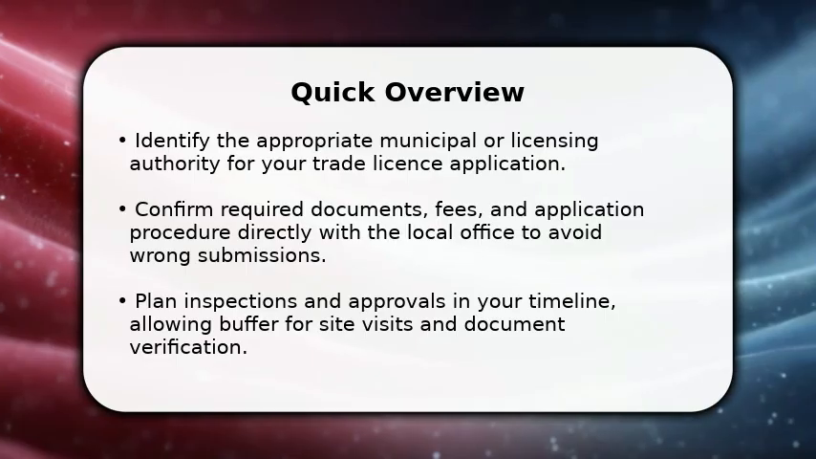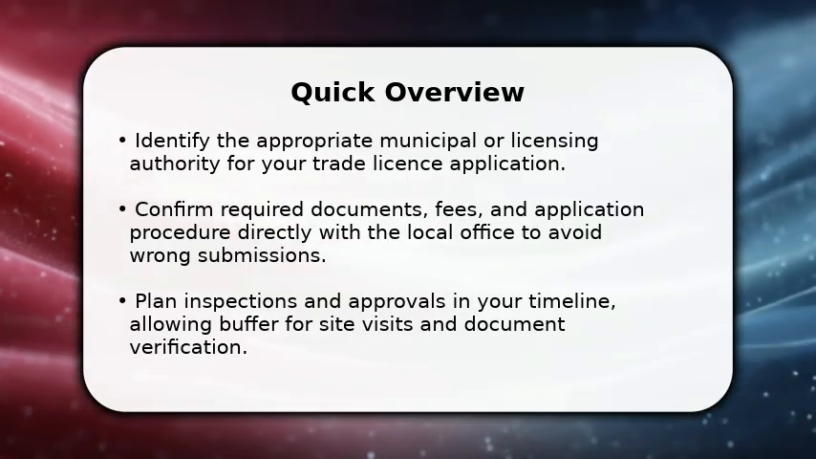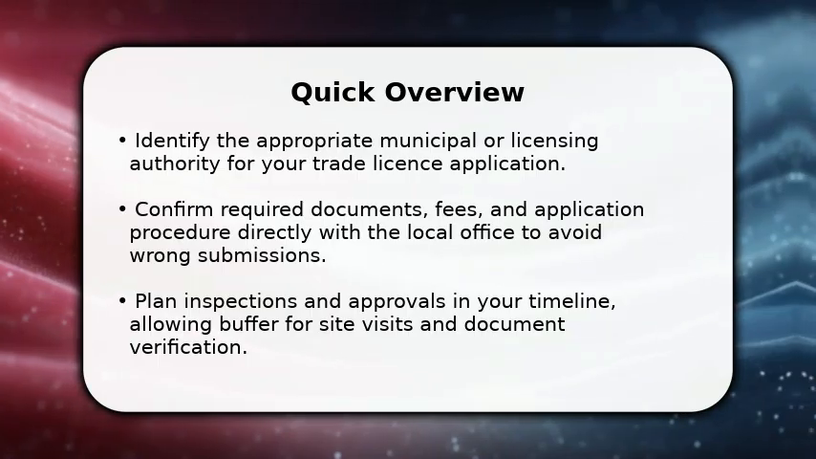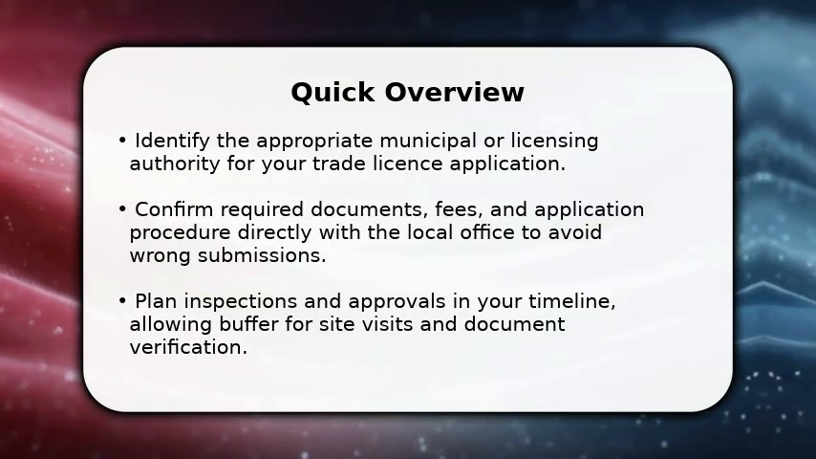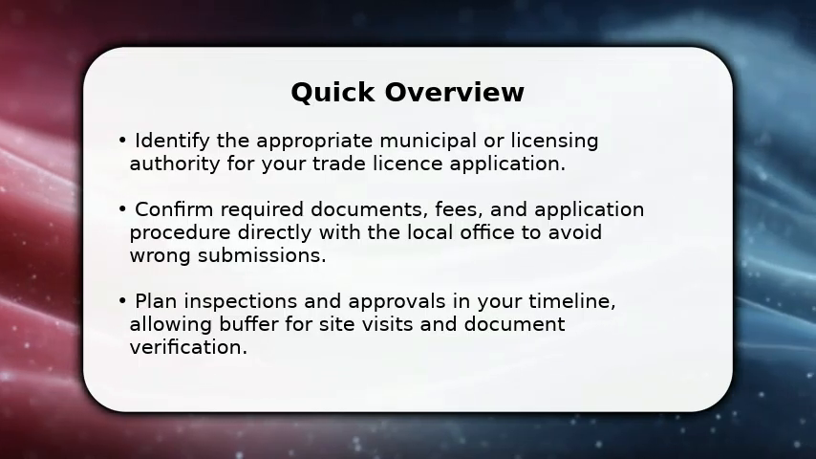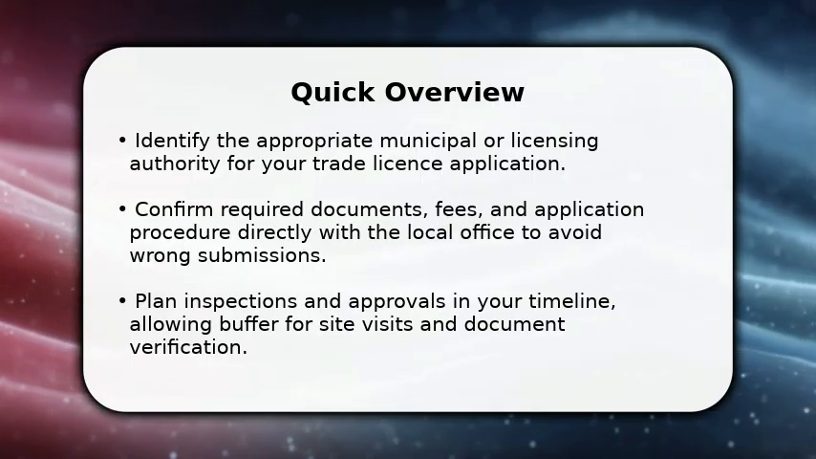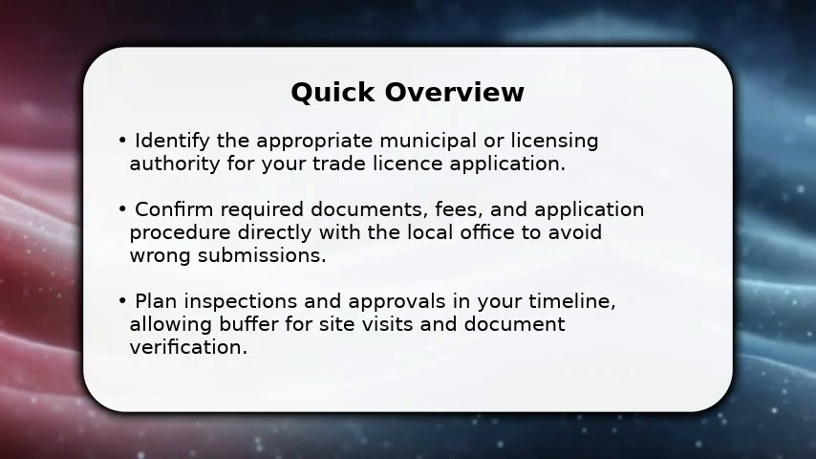In this video, I will explain how to apply for a trade license in Assam, the only way. Begin by identifying your business structure and activity, then collect required identity, address, and business documents. Visit the local municipal office or appropriate licensing authority to obtain application forms and fee details.